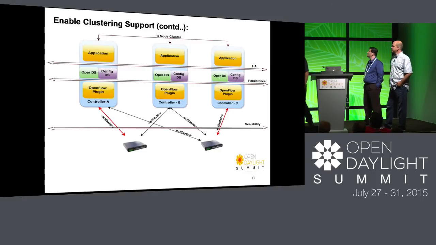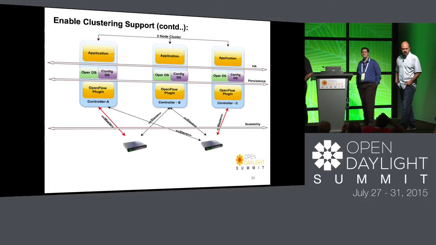And that's how we get HA. Your 3 application instances are running. If any controller goes down, you have 2 application instances running. You have persistence because of a data store, and scalability by distributing these switches across the controllers.